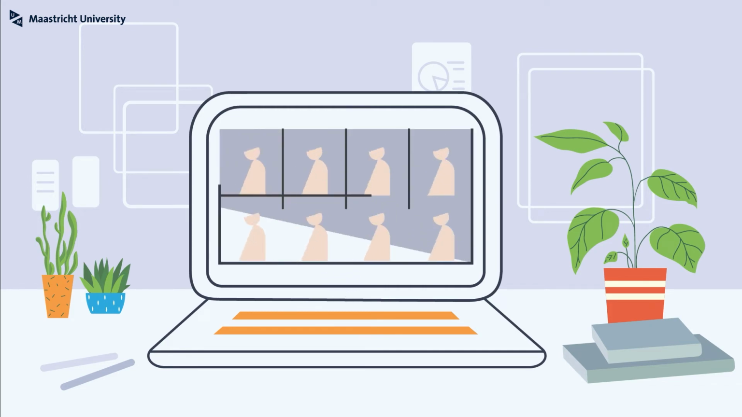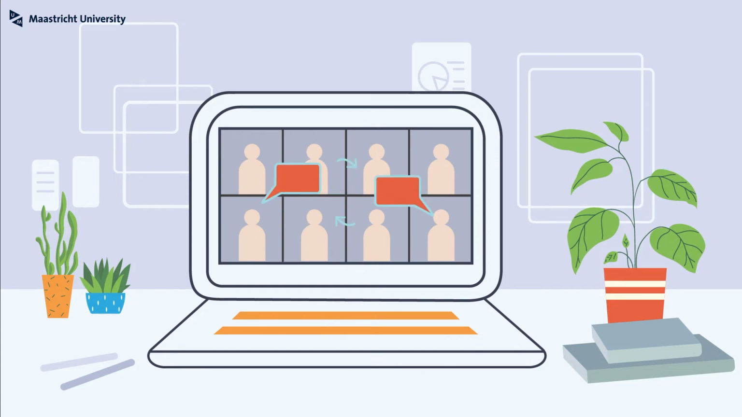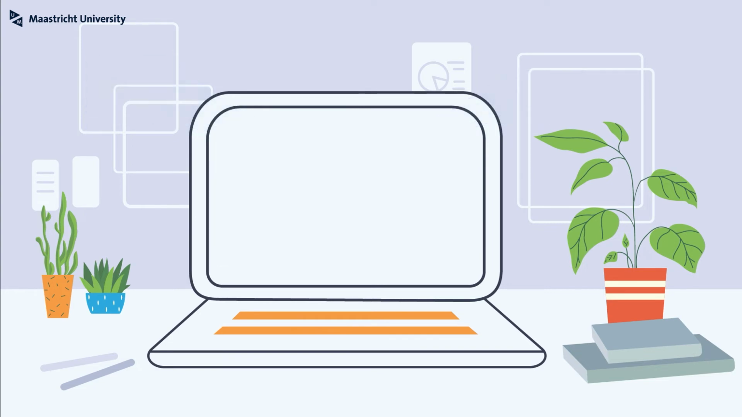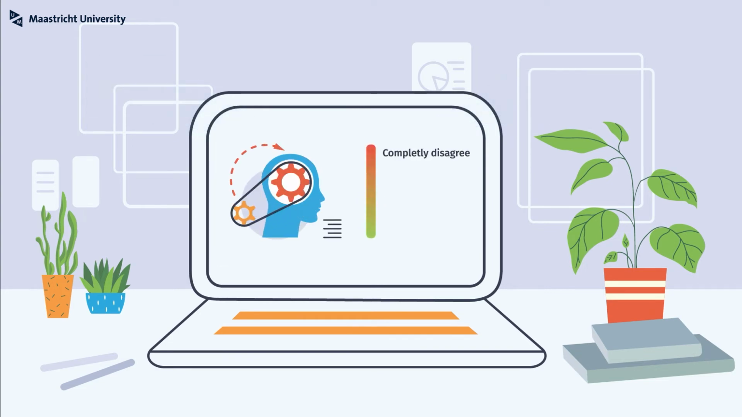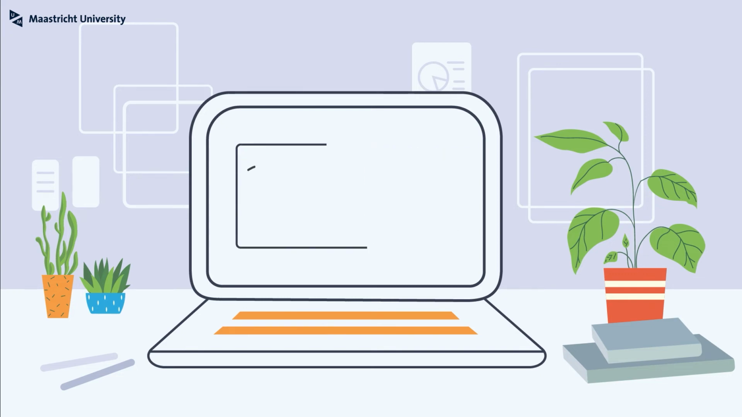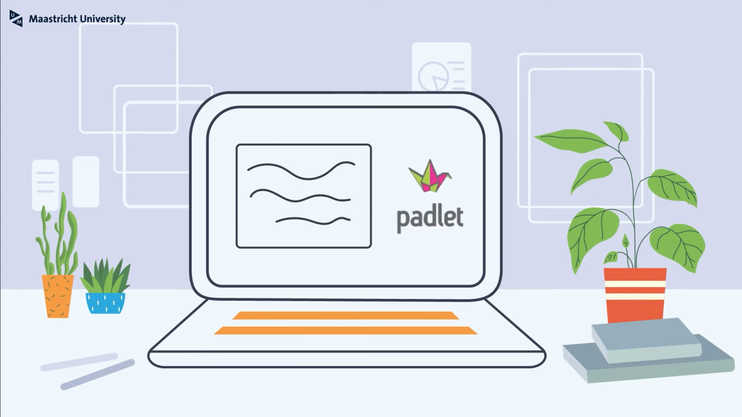Do you want to have students consult each other or work together? Use breakout rooms. Do you want to know what students think? Provide a scale ranging from completely disagree to completely agree and let students mark their opinion. Allow students to write on the whiteboard or Padlet anonymously to give everyone, even the shy students, the chance to collaborate.